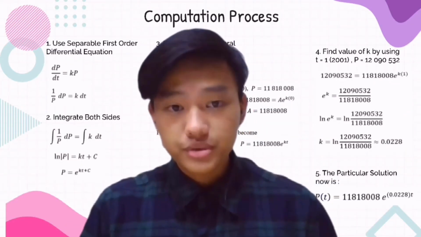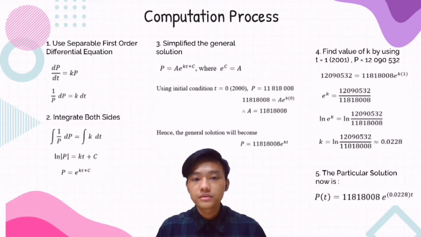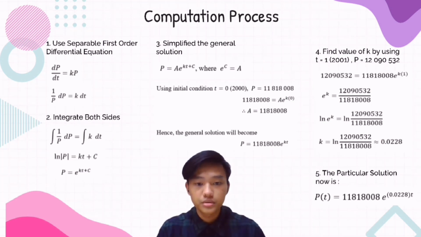For the computation process, firstly, we will use a separable first-order differential equation to separate the variable P and variable k. And then we will integrate both sides until we obtain P equals e to the power of kt plus c. And then we will simplify the general solution to P equals A e to the power of kt, where e to the power of c is equal to A.